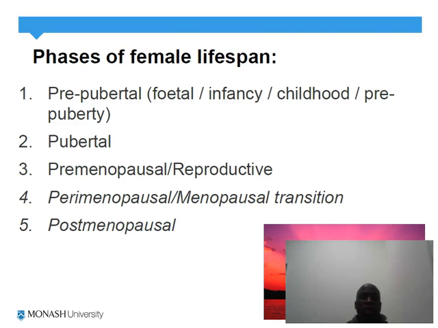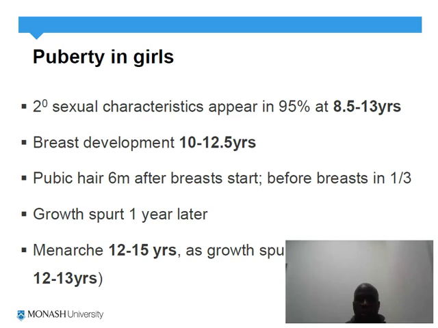And after that, we have what we call premenopause, or reproductive stage. This is when the female is ready to produce babies. Soon after that, we have perimenopause, or menopausal transition. Okay, I'll talk more about this, but basically this is a transition period that prepares for shutting down the reproductive system prior to postmenopause. And of course, the last stage is postmenopause. We'll talk more about this later.